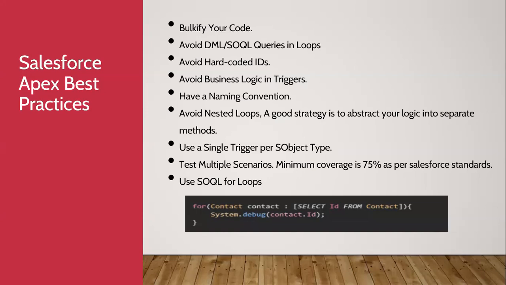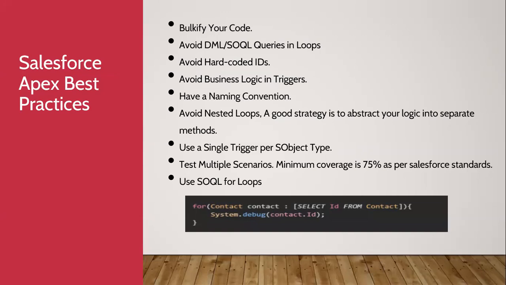So be it any particular scenario that you're handling, you can use different events or context trigger events, but it's better to use a single trigger per object rather than having multiple. That's again one of the best practices that you can use. Then we have test multiple scenarios. This is a concept of a test class basically.